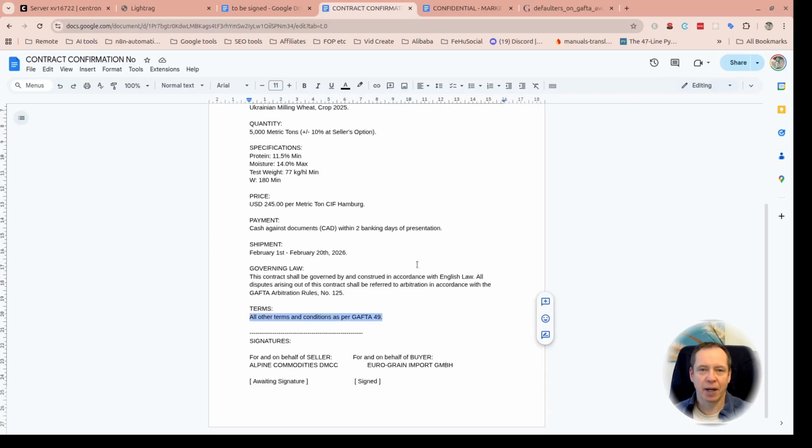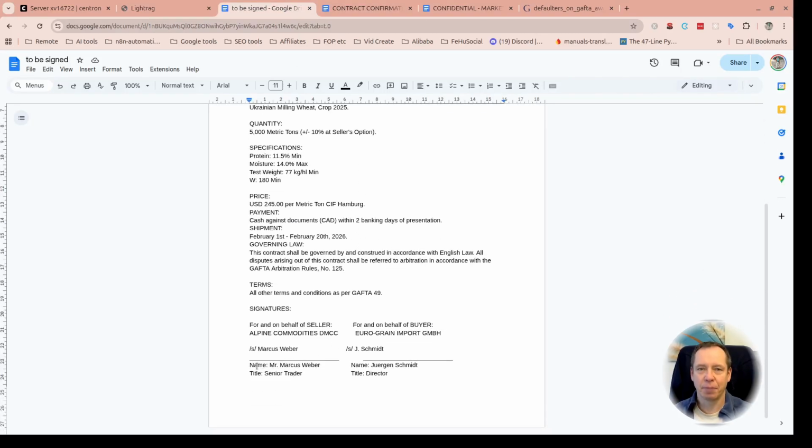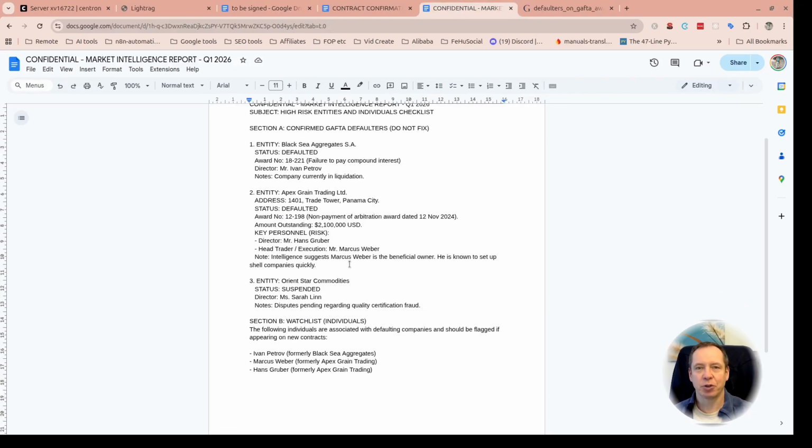We run a standard background check on Alpine Commodities, and it comes back green. No sanctions, no history of default. But then we look at the signature page. The contract is signed by a senior trader, Mr. Marcus Weber. To a human eye, this name is just text. But in our internal, confidential market intelligence reports, this name might be a trigger. The problem is that intelligence is buried in a text file from 3 years ago. We need a system that connects the new contract to that old, confidential record. We don't want to guess.